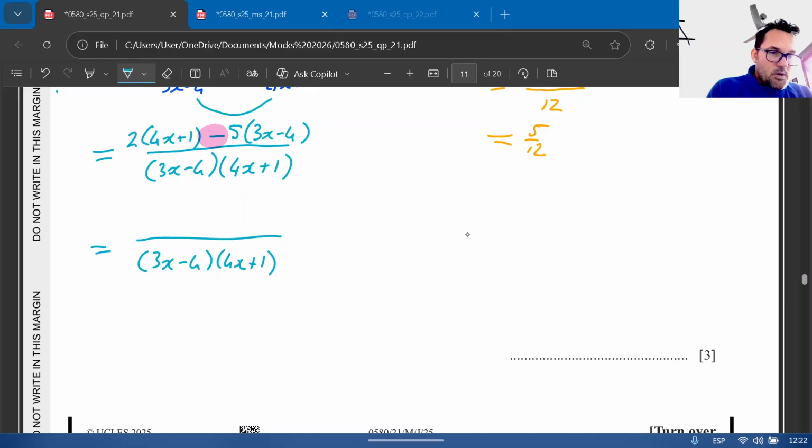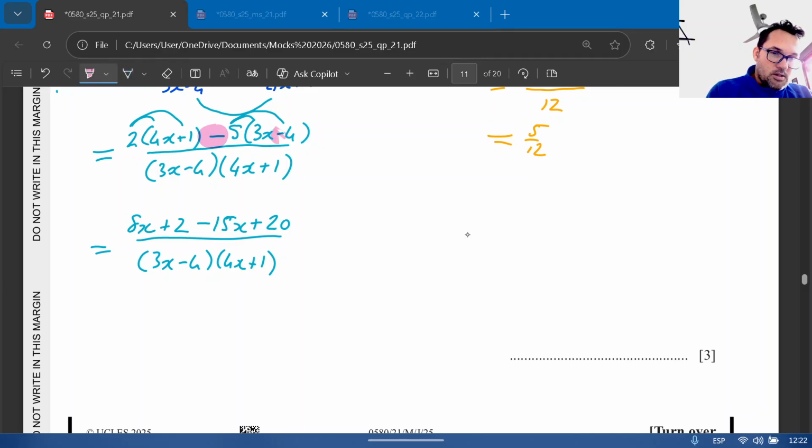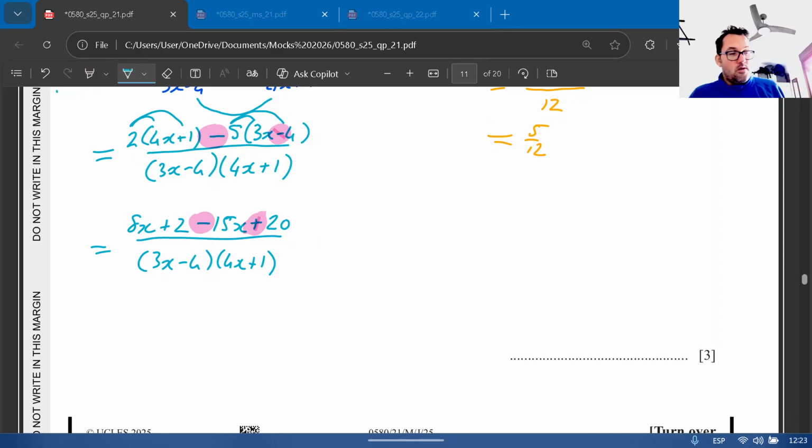Okay. And then we expand the brackets. 2 times 4x is 8x. 2 times 1 is 2. Minus 5 times 3x is minus 15x. And 5 times 4 is 20. And a minus is a plus. Okay. Again, this is where the trouble lies. The minus makes a plus. And they said minus 5 is okay. Get those signs right, because if you're going to make mistakes, lose marks, that's where you're going to lose it.